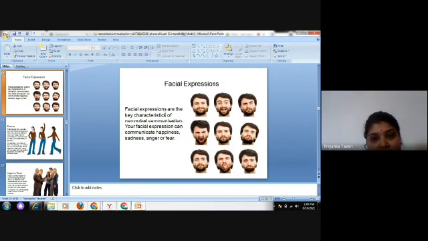Now we have different facial expressions. We can understand, judge, and differentiate, and according to their expressions we can guess their emotions. So facial expressions are a key characteristic of non-verbal communication. Your facial expression can communicate happiness, sadness, anger, or fear.